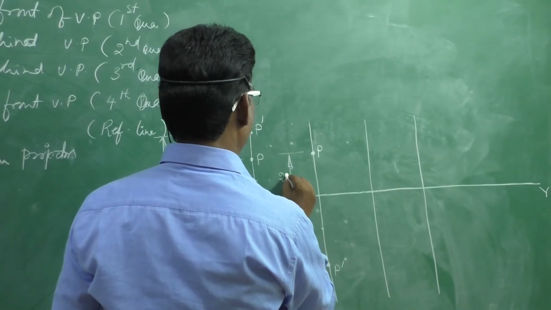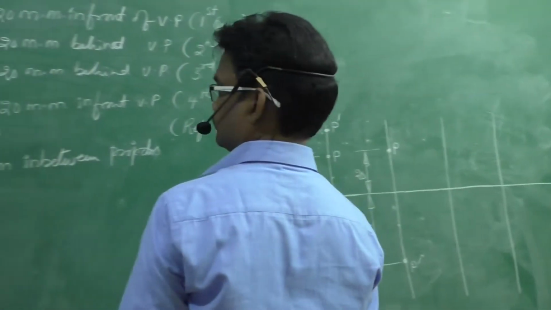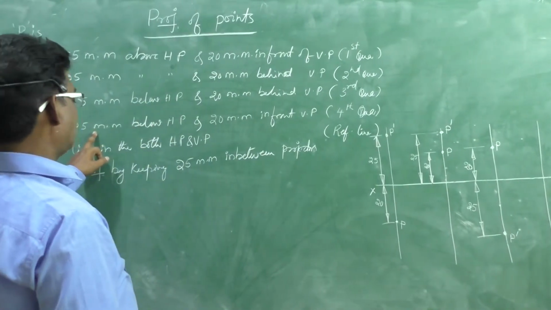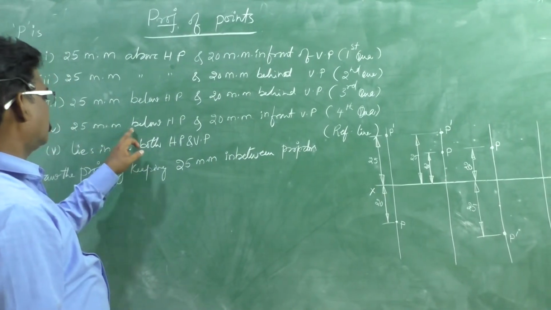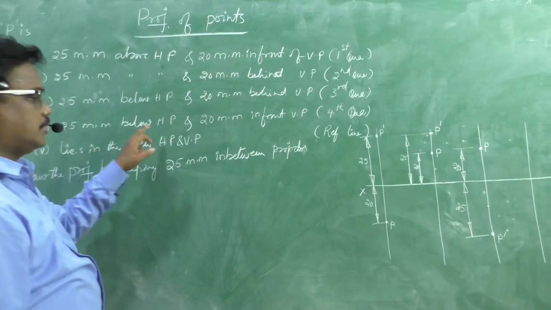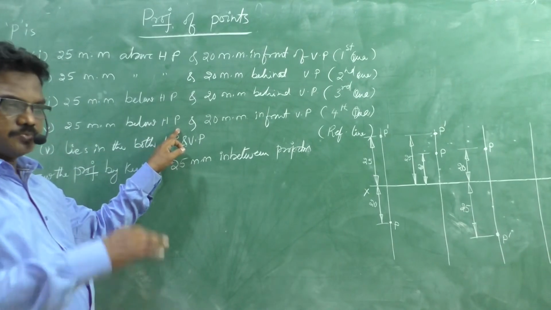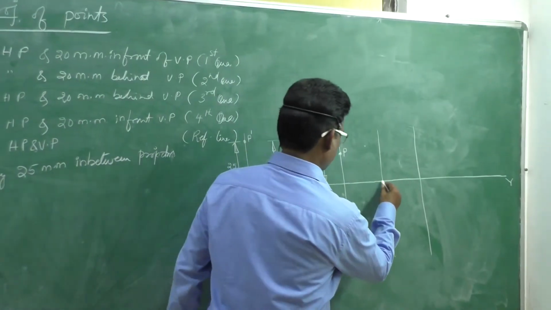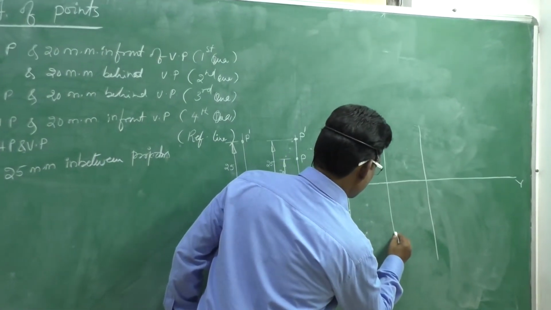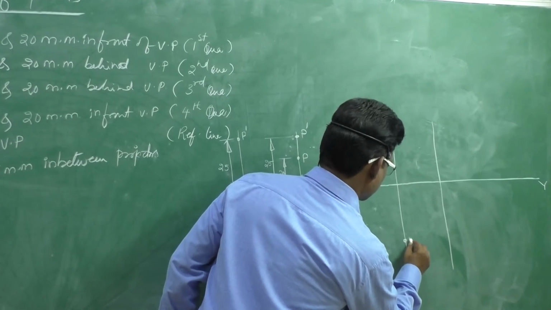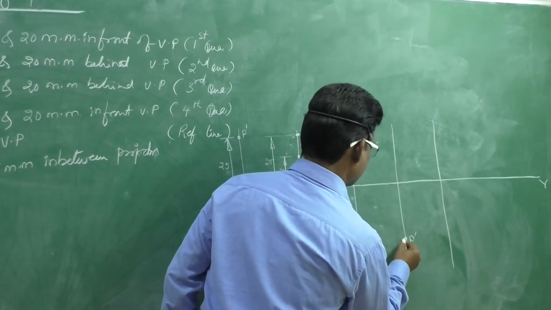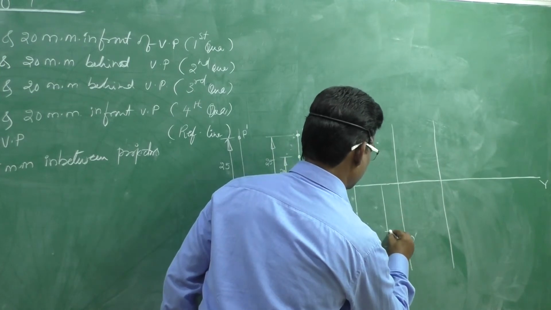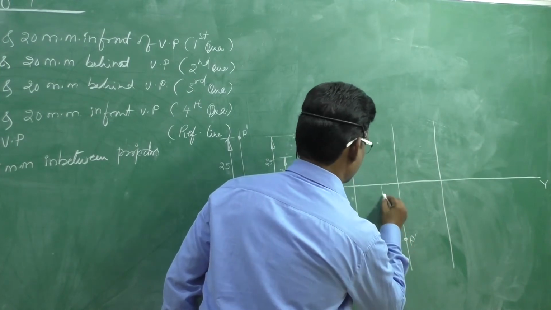This is 20. Right. Next one. Come to fourth problem. In the fourth problem, 25 mm below HP. So if it is below HP, the front view is below the reference line. This is P dash. And this is below HP, 25 mm.